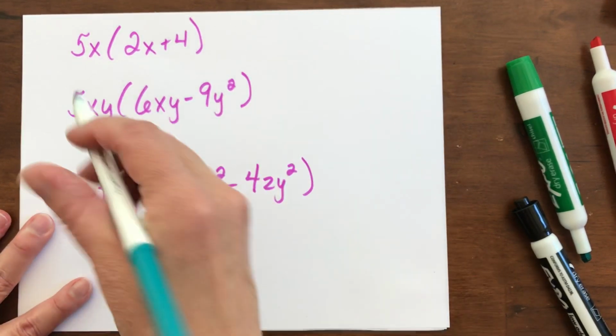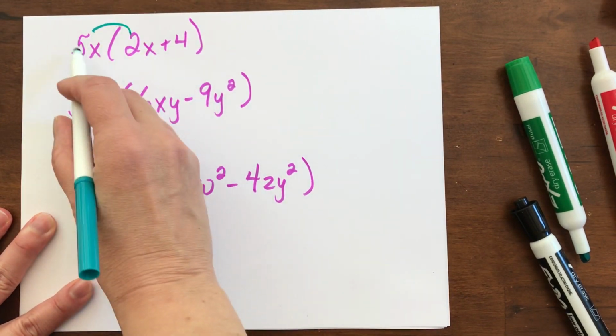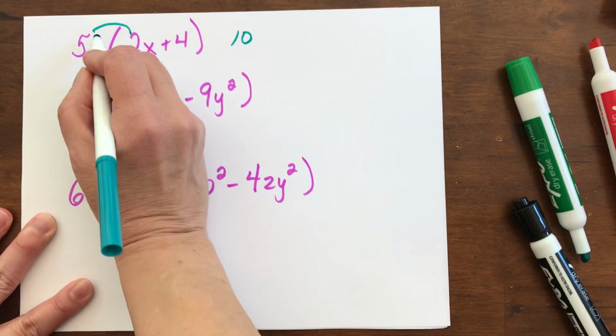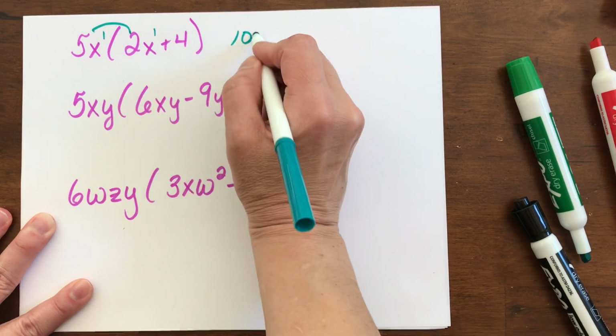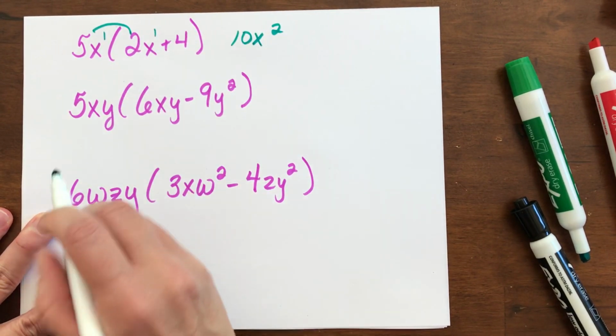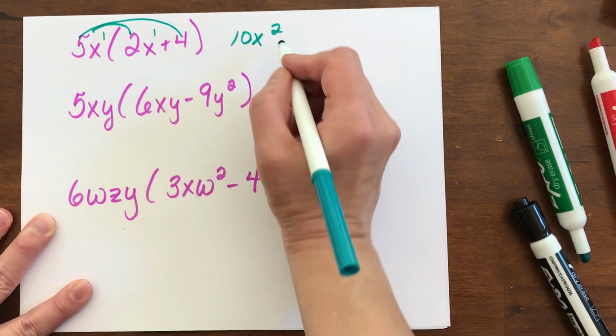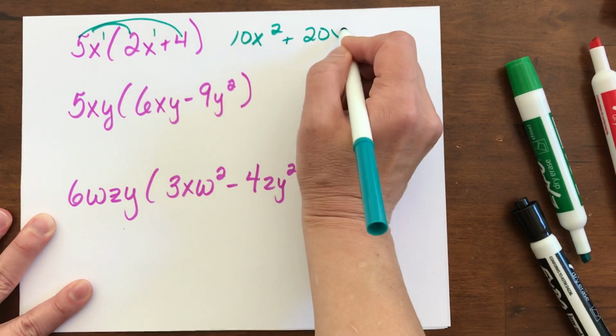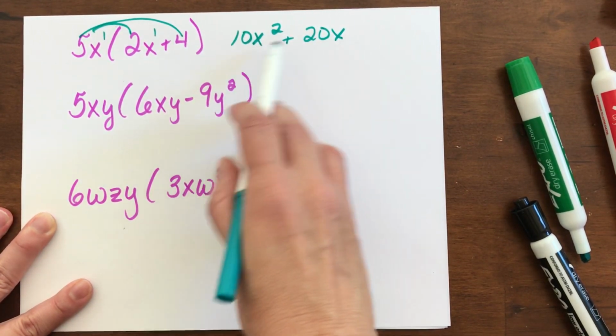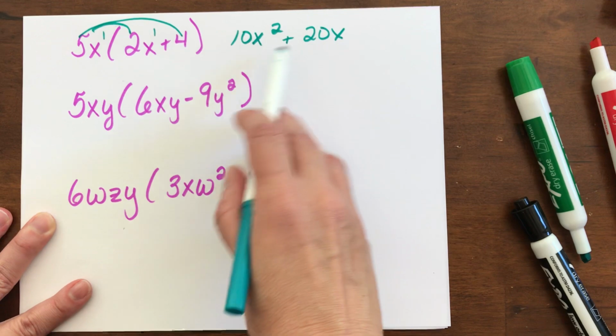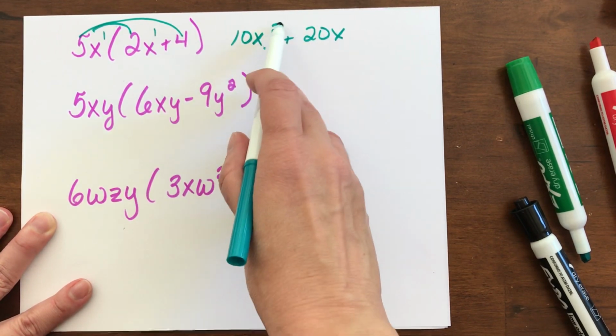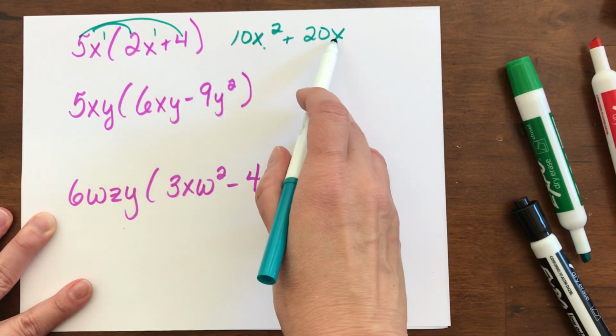So remember, you multiply 5 times 2x. 5 times 2 is 10. This is x to the 1, that's x to the 1, so that would be x to the second. And then multiply 5x times 4, which is 20x. Now, can I combine these and say that this is 30x to the third? No. The only way you can combine them is if they have the same exponent on the bases.